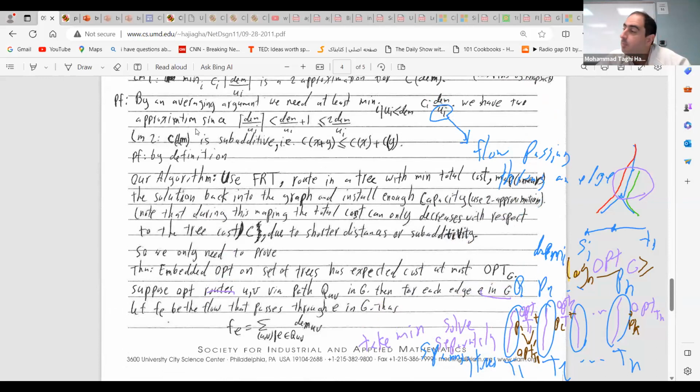We need to embed opt into each of these trees, and then say that this opt is greater than or equal to the optimum for that tree. So if we take the optimum among all these trees, then it is at most log n times opt. And that's a good solution. And because this is the spanning tree, you can just take that solution. Again, if you use FRT, then you need to smear this into the actual graph and say that if I do that, the cost does not go up. Good.